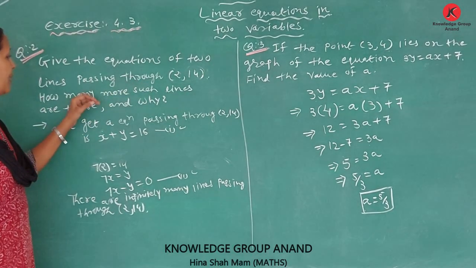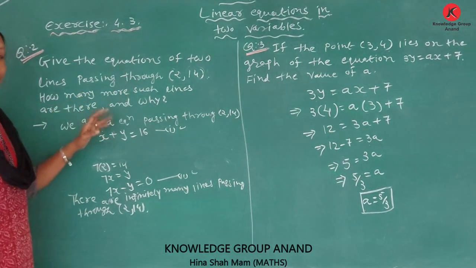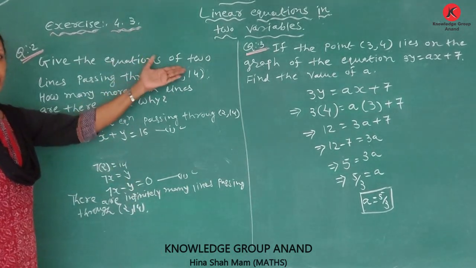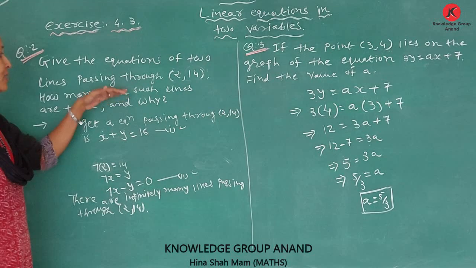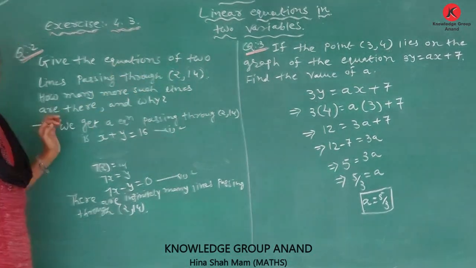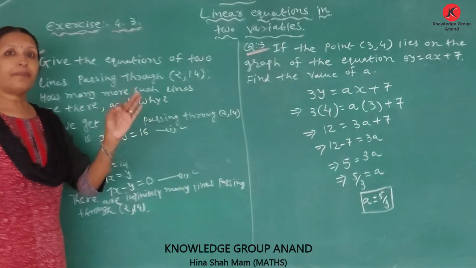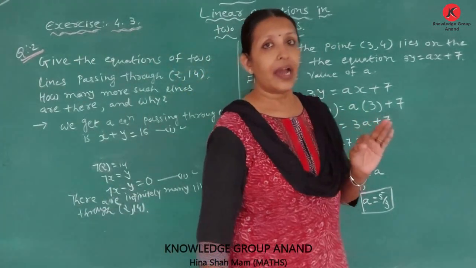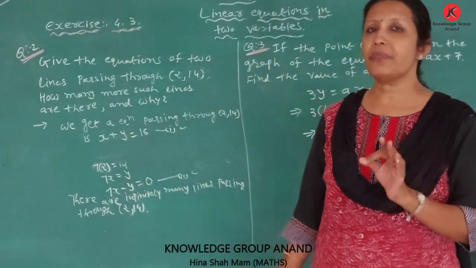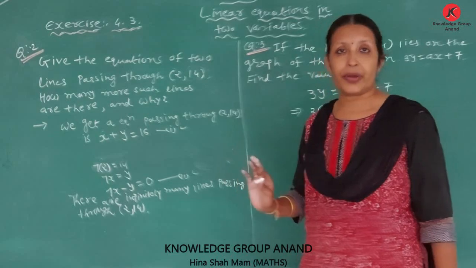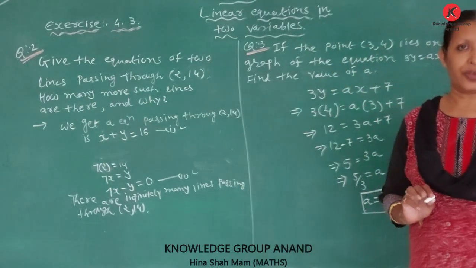And how many lines pass through? Here we write 2, we want only 2 equations. How many lines pass through? Infinitely many lines pass through this point, because through one point there are infinitely many lines passing, any one. Okay?